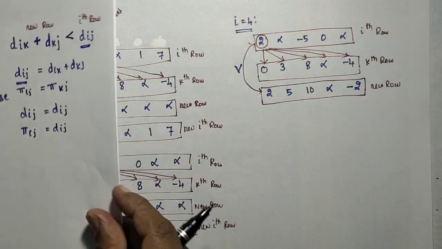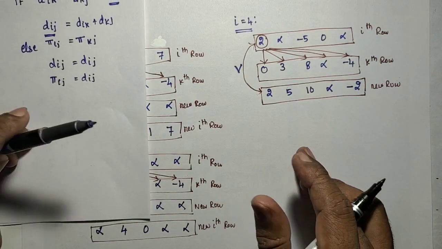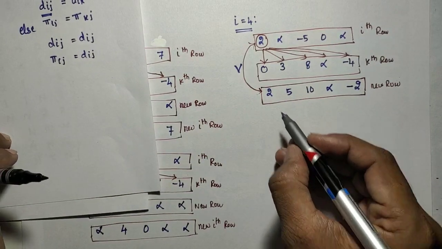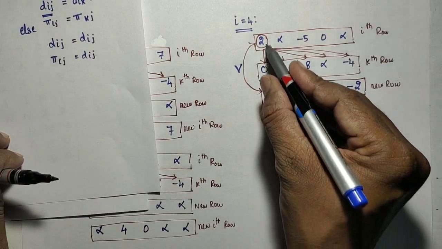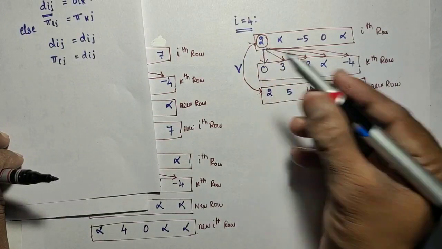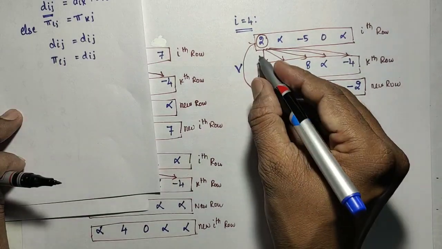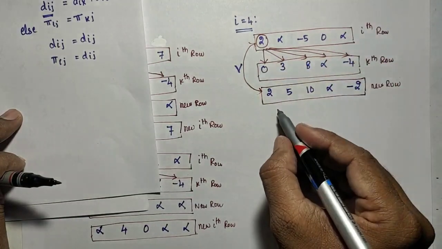So what is kj, that I will tell you. Now come to the elements in the new ith row. I need to compare this 2 and 2. This 2 is not less than, it is equal only. So no change. Even if it is equal, there is no need to change it. The ith row will be maintained.